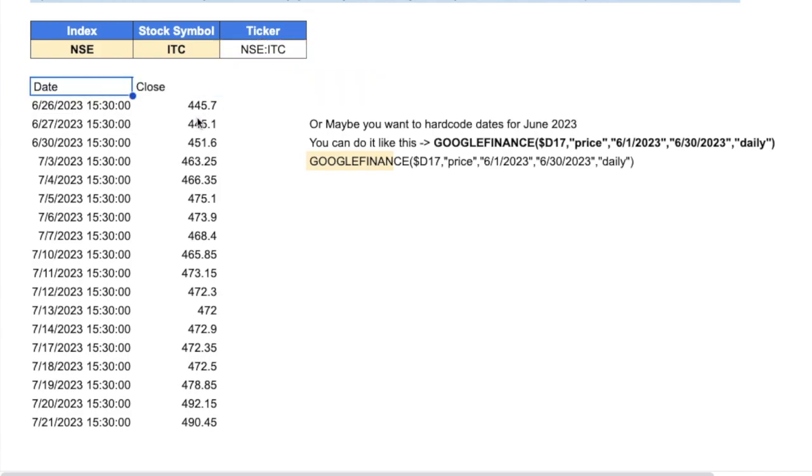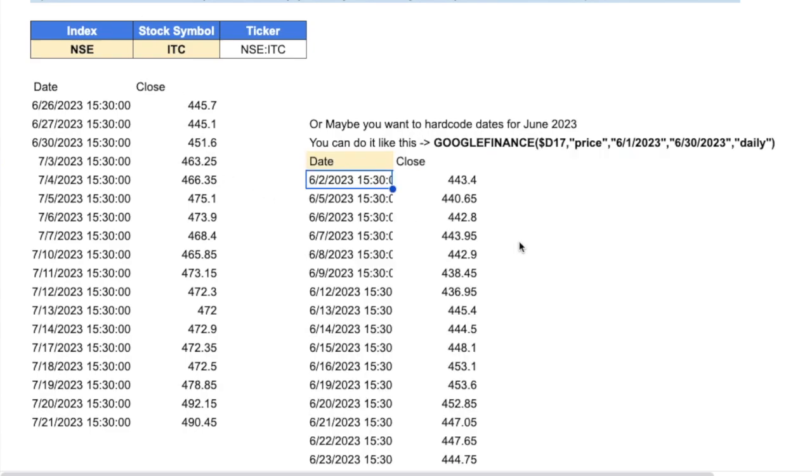If you do it after 5 days of me showing you this, you will get some different results. What if you want to hard code dates? You can do it. You just have to make sure that you don't put the today function and you put the dates in a format that the function understands. So it's very easy to do that. You just have to do Google Finance, ticker symbol, price, starting date is 1st June 2023, ending date is 30th June 2023, and you want the price on a daily time frame. So I'll come here, I'll put is equal to, and you can see the results yourself.